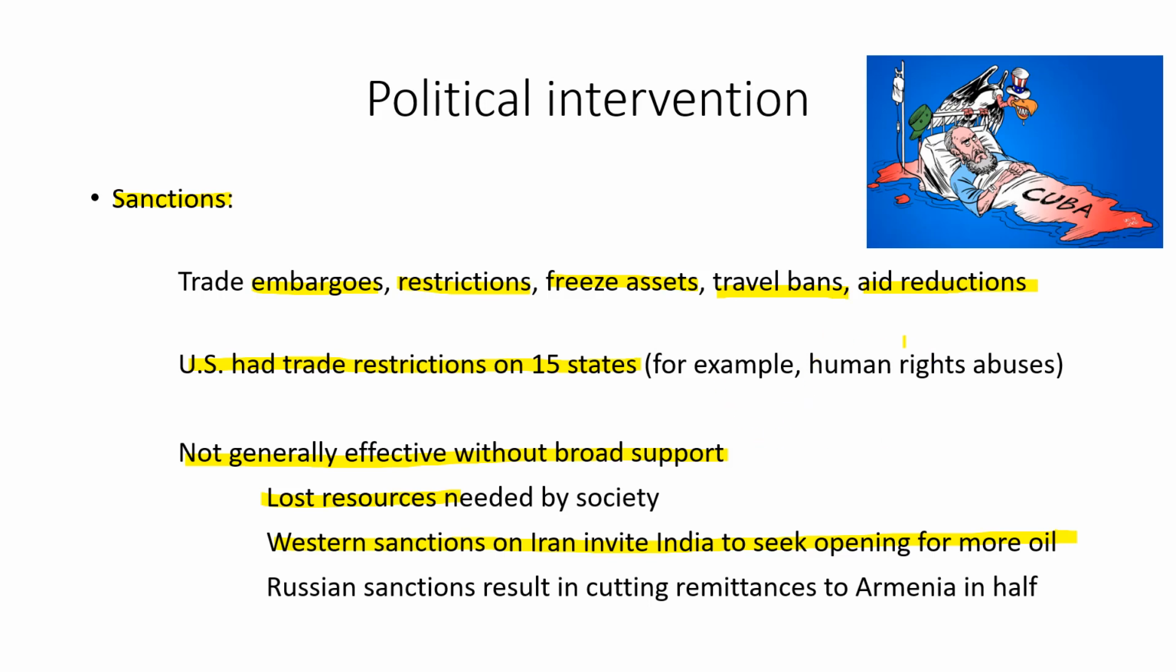Russian sanctions on Armenia resulted in cutting the remittances to Armenia in half. Now, remittances is where workers go from one country to another in order to find jobs, and then they send that money back to their home country. And in some cases, remittances are a very large portion of their GDP, considerably more than foreign aid.